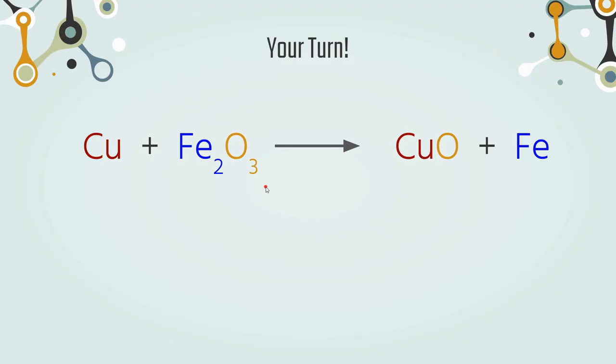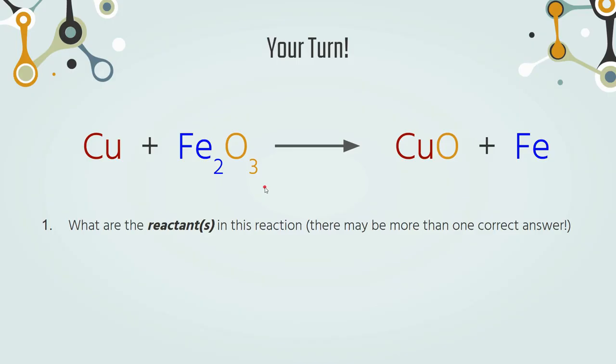For our next question, we have a different equation on screen. Take a look. In this reaction, what are our reactants? Which of these chemicals are our reactants? Remember, there may be more than one correct answer. And next, what type of reaction do we see on screen here?